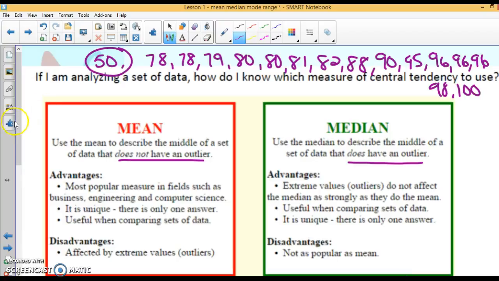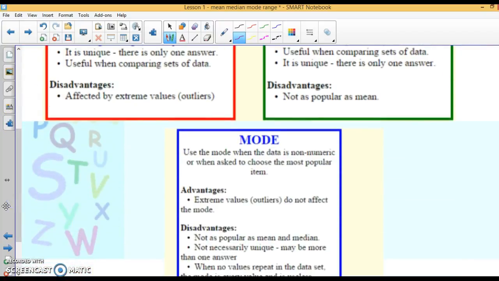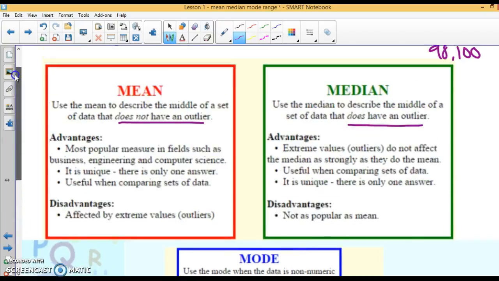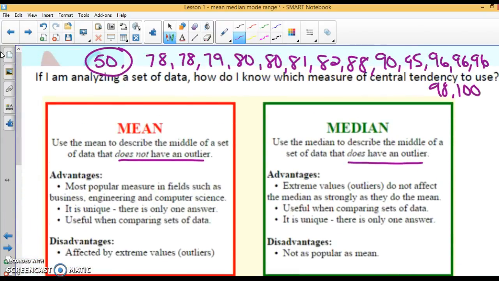And mode. You can use a mode when it is non-numeric. So if I was giving a survey in the cafeteria about what the favorite lunches were, and the kids could choose salad, pizza, spaghetti, chicken nuggets, and I wanted to find out which one was most popular, I would use the mode, the one that kids said the most. But for any numeric set of data, you're going to use median if the set does have an outlier, mean if it does not have an outlier.